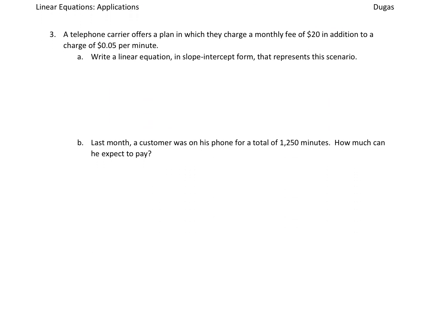All right, our last example for this section, number 3. A telephone carrier offers a plan in which they charge a monthly fee of $20 in addition to a charge of 5 cents per minute. Write a linear equation in slope-intercept form that represents this scenario, and then there's a follow-up question for part B. So first, take a few seconds or a minute or however long it takes to look back at the first two and see which one you think this is more closely related to.